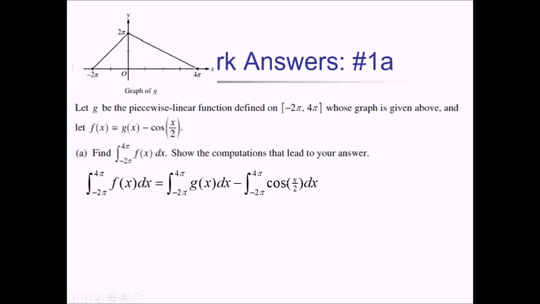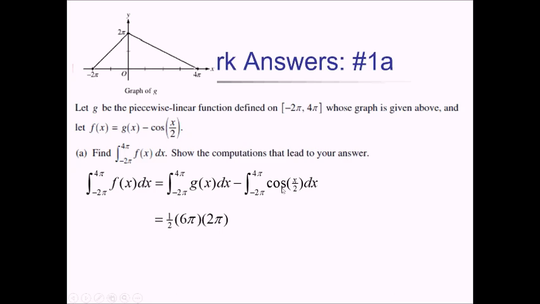And next, the integral of g of x from negative 2 pi to 4 pi. We don't have an algebraic function for g of x, but we do have a graph, so we can just find the area under the g function in this graph. This is just one big triangle. So we're going to have 1/2 times a base of 6 pi times a height of 2 pi.